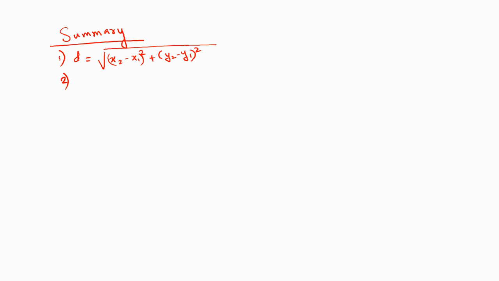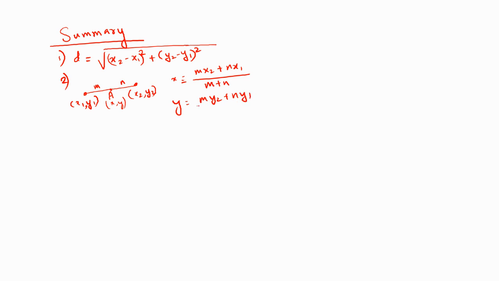Let's say you have one coordinate x1 y1 and the other coordinate x2 y2, and there is a point a in between which is dividing these two points in the ratio m to n. Then what will be the coordinate of a? Here x will be m times x2 plus n times x1 by m plus n, and y will be m times y2 plus n times y1 by m plus n. So these two we discussed in this class, and then we discussed some forms of the straight line equations.